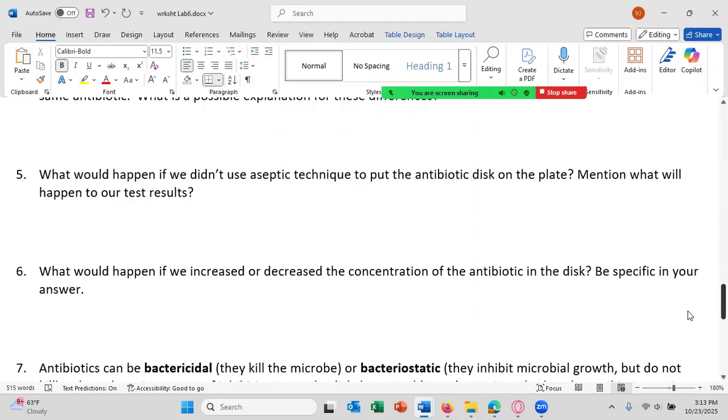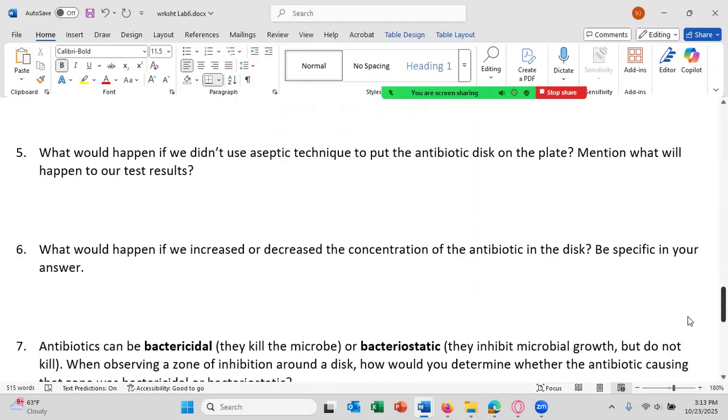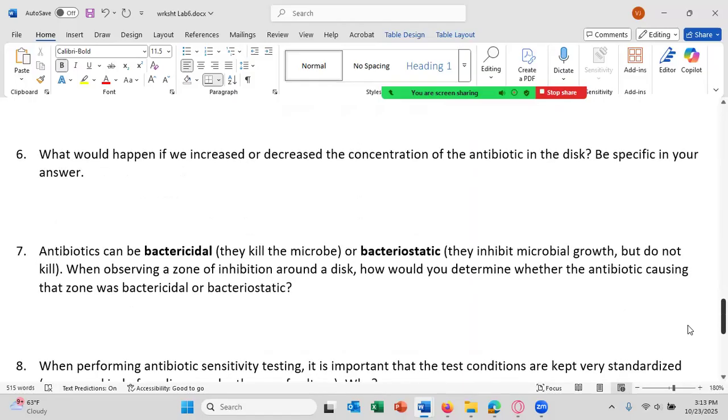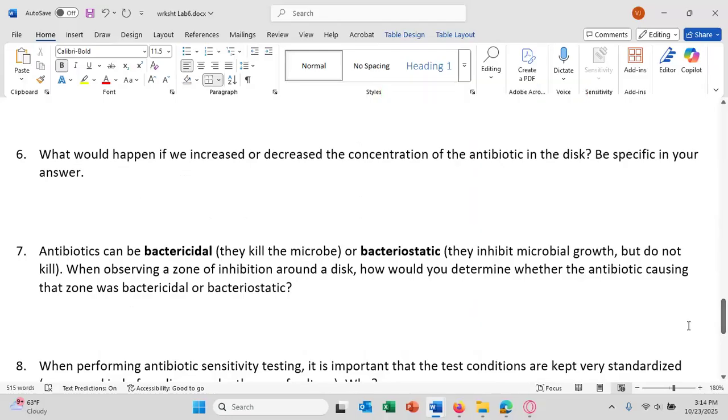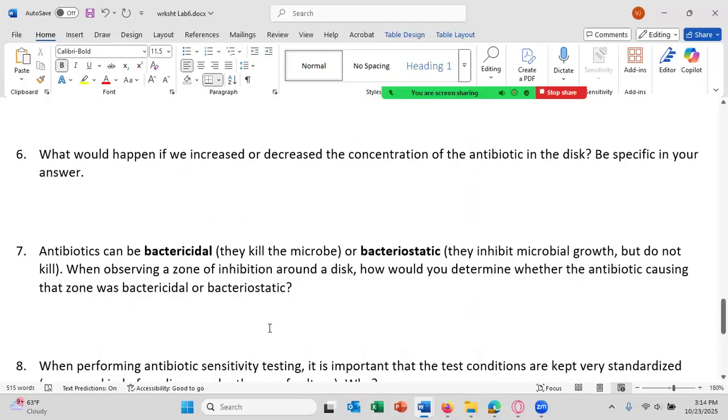Oh, I already talked about that one. 7. Antibiotics can be bactericidal, they kill the microbe, or bacteriostatic, they inhibit the microbial growth but do not kill the bacteria. When observing a zone of inhibition around a disc, how would you determine whether the antibiotic causing that zone of inhibition was bactericidal or bacteriostatic?